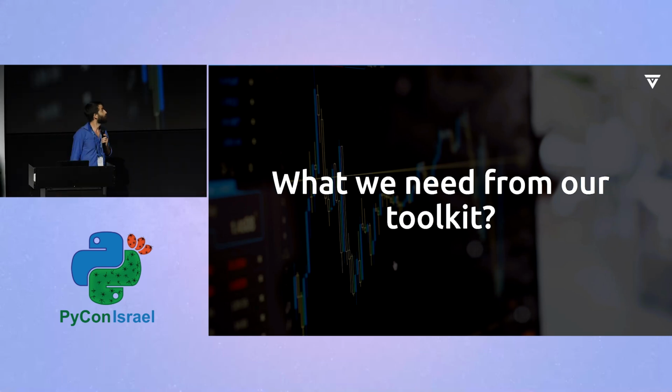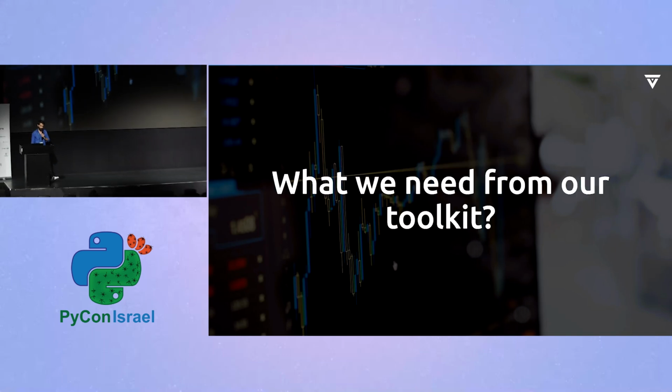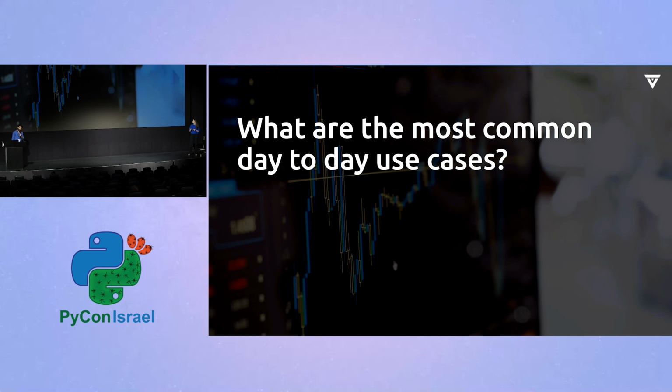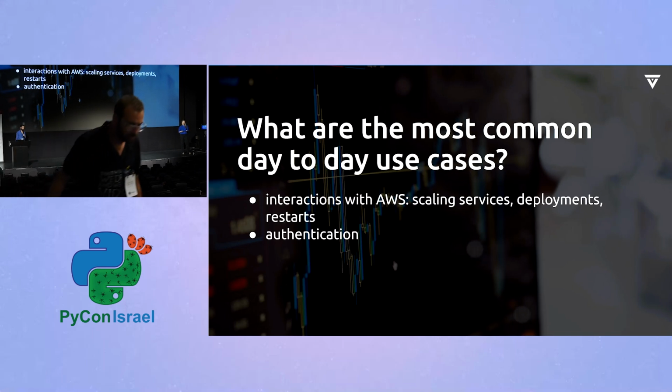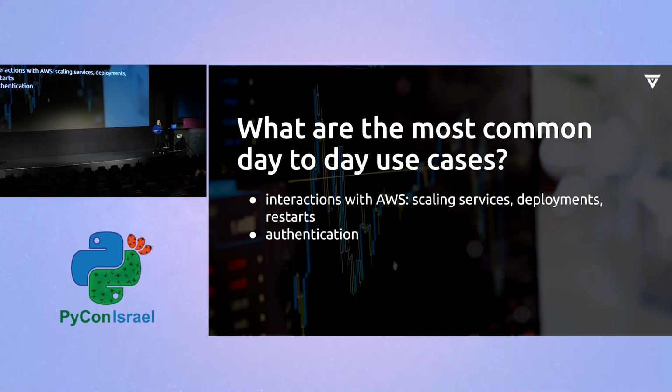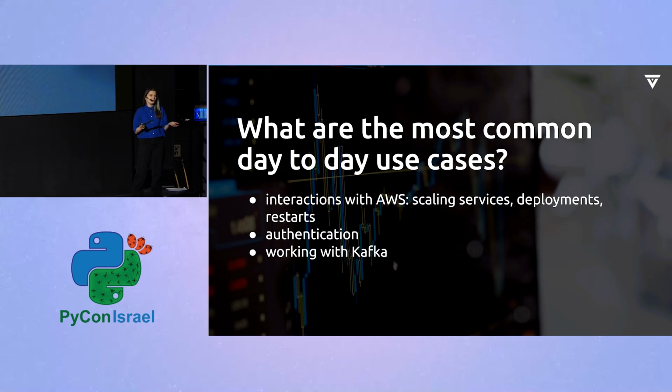Okay, but what do we need our toolkit to be? What is the most common day-to-day use case? What do we use daily as developers? Of course, we want to interact with AWS: scaling, deployment, restarts, anything, you name it. We want an easy way to authenticate to all the things that we use, some private Python packages, Docker, and so on. We work with Kafka, so we want easy ways to work with it, maybe to get access to it more easily.